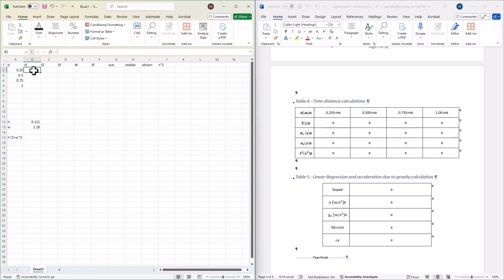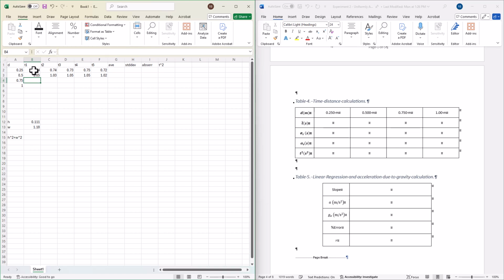So for 0.25 meters, I have 0.74, and I can hit tab to go to the next one. 0.74, 0.73, 0.75, and 0.72. Okay, you can come down to 0.5, and that is 1.05, 1.03, 1.05, 1.05, and 1.02. And I'm just using the tab button to advance between cells, and then the cursor buttons to head on back.